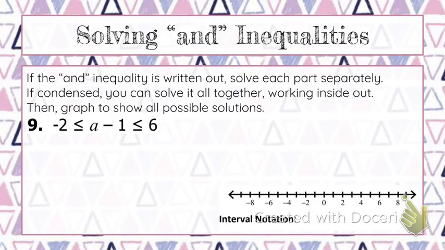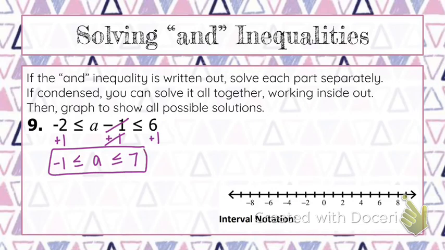Let's try number 9. So number 9 is already in condensed form. So what I want you to do is kind of think of these as like equal signs, and we're just going to solve these equations at the same time. So A is in the middle, and you want A to be in the middle. You always want your variable to end up in the center part. So to get A alone, we're going to have to add 1. So we have to add 1 to all 3 parts of our inequality. So negative 2 plus 1 is negative 1, less than or equal to. Those are going to give me 0, so we just have A left. Less than or equal to 6 plus 1 is 7. So we're done. That's it. This is what we're going to graph.